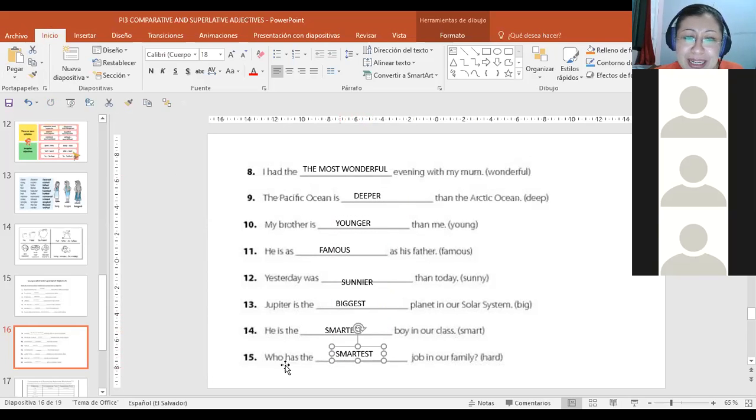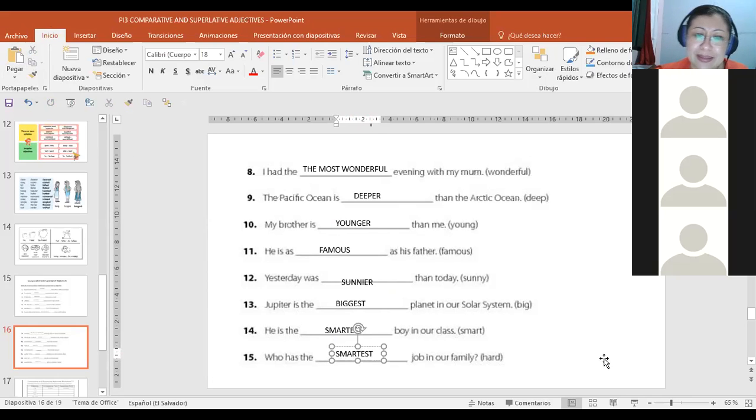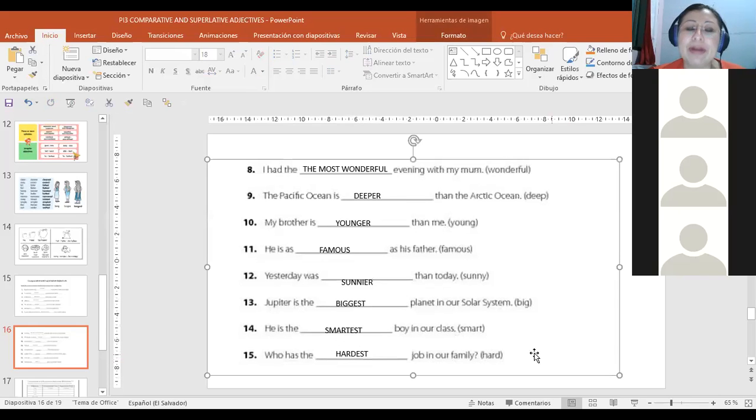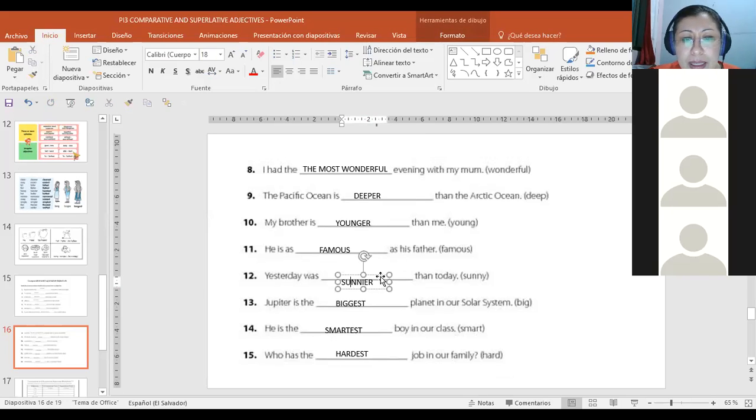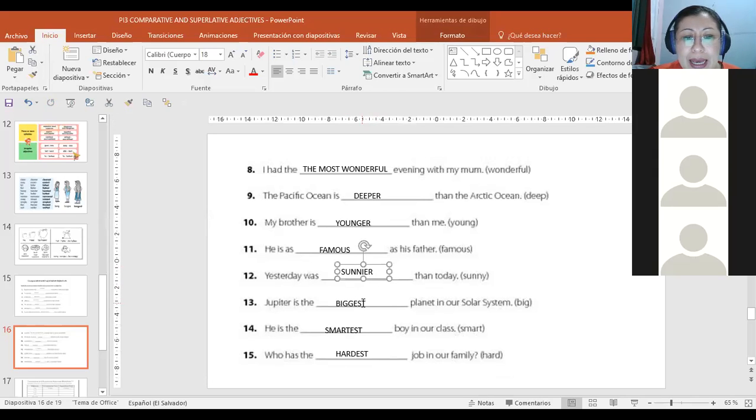Okay, and the last one is, who has the hardest? Cuando ya le puede dar clave. Who has the hardest job in your family? Very good. Okay, now that we have finished, ahora que hemos terminado, vemos que siempre hay clave, ¿verdad?